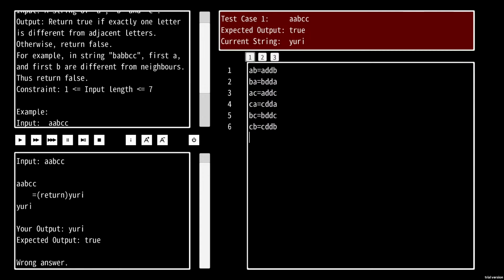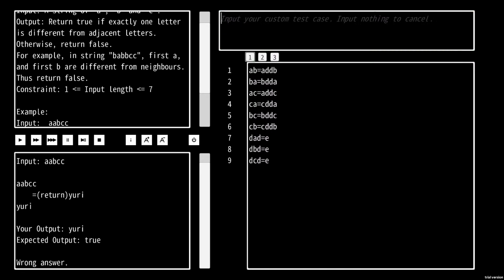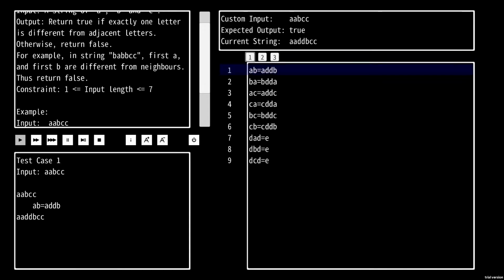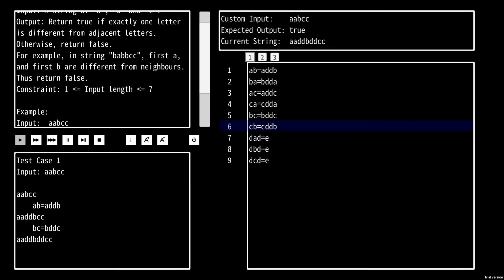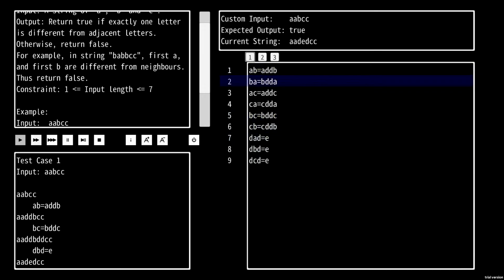Okay, so DAD equals E, DBD equals E, DCD equals E. Maybe this is good so far. So I slap in the D's. That's fine. And it does that. And that's fine.